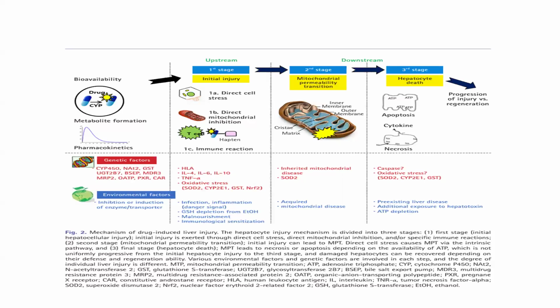The mitochondrial permeability transition leads to necrosis and apoptosis, depending on the availability of ATP, which is not uniformly progressive from initial hepatocyte injury to the third stage, and damaged hepatocytes can be recovered depending on their defense and regeneration ability. Various environmental factors and genetic factors are involved in each stage, and the degree of individual liver injury is different.